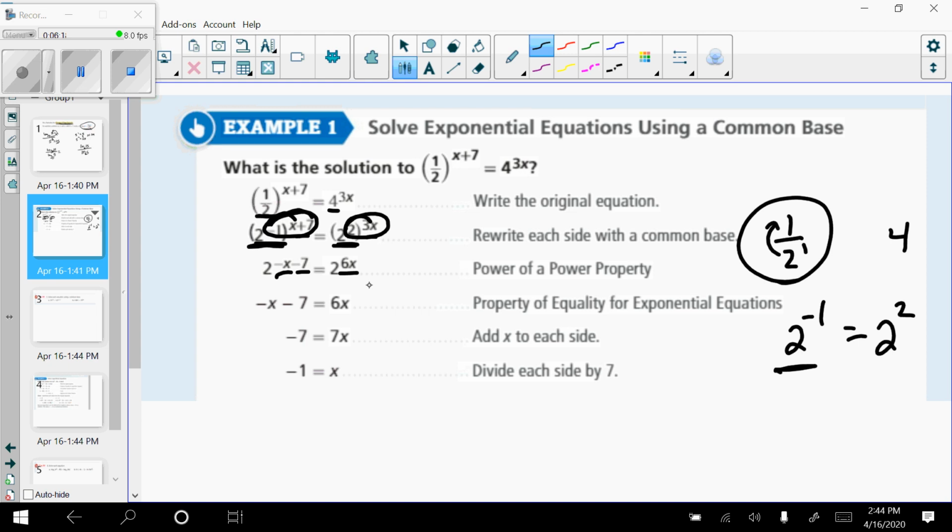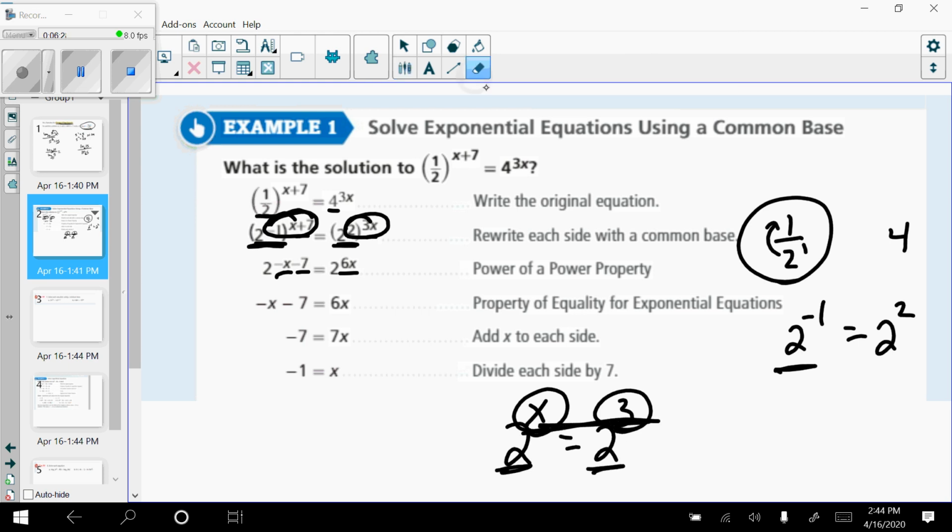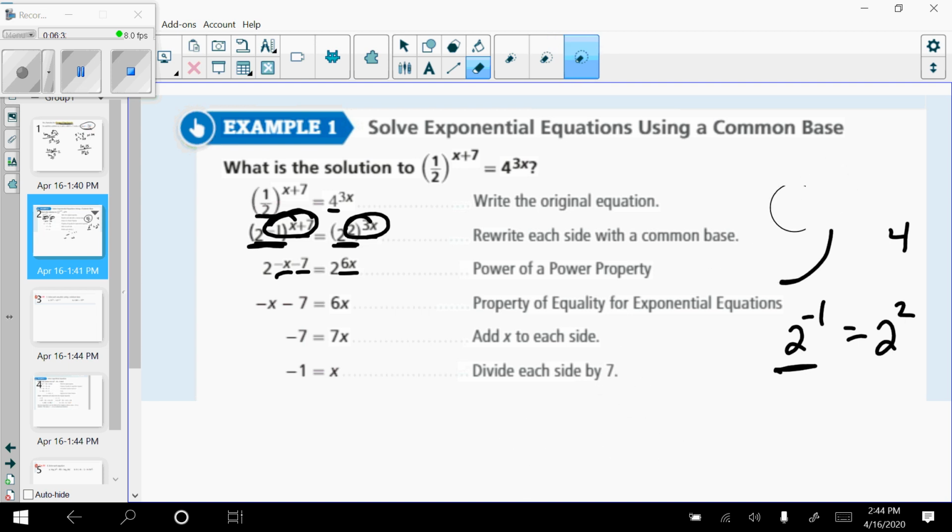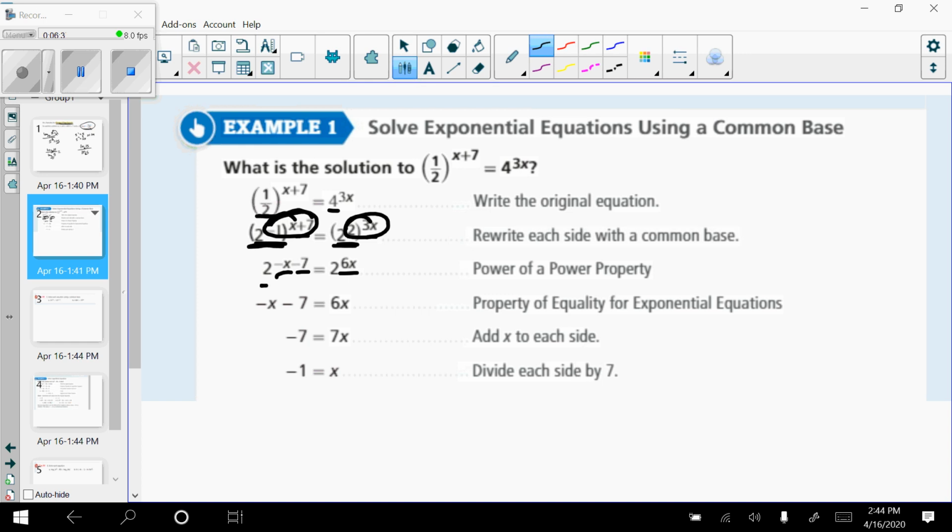Now, once you get the bases to the same, if I have 2 to the x and I say that equals 2 to the third, right? That means that x has to be 3. Once the bases are the same, that means the exponents have to equal each other. So as soon as we do this, we now have our bases being the same, 2 and 2. So what has to happen is I know that the x minus 7 has to equal the 6x.